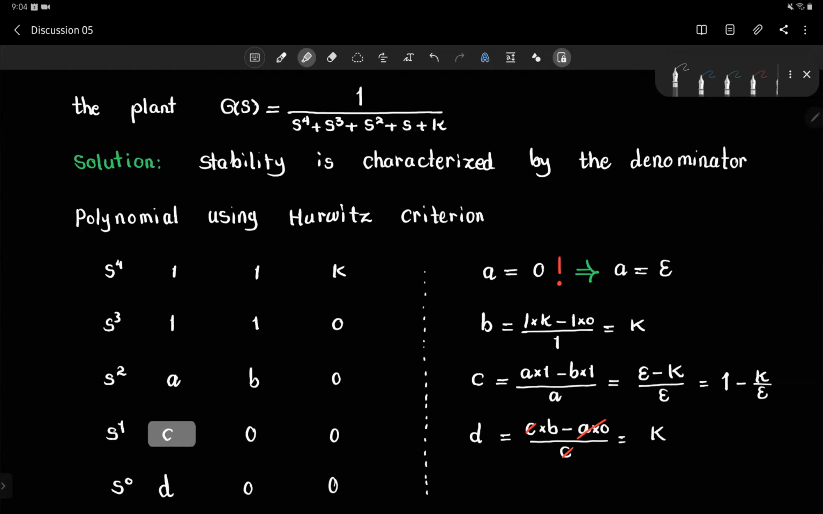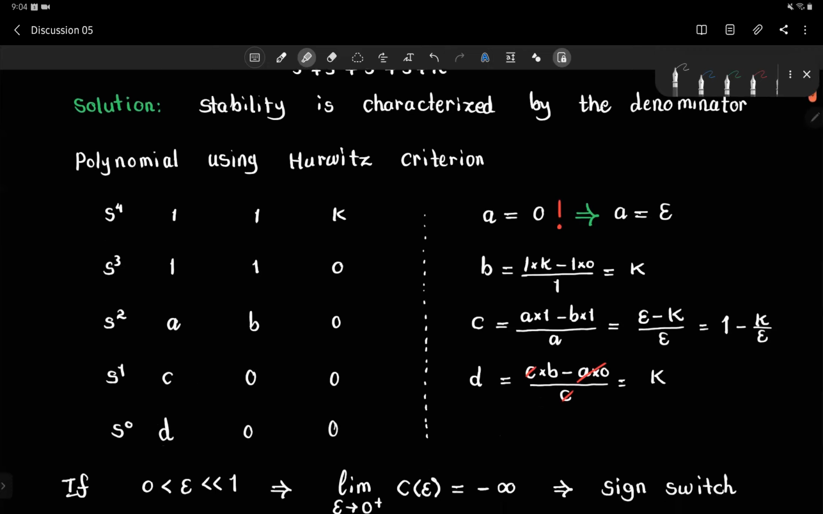C is going to be equal to A times 1 minus 1 times B, divided by A. We substitute A equal to epsilon and B equal to K. We get that C is going to be equal to 1 minus K divided by epsilon. Then we compute D. It's going to be equal to C times B minus A times 0, divided by C. So that's just going to be equal to B, which is equal to K.